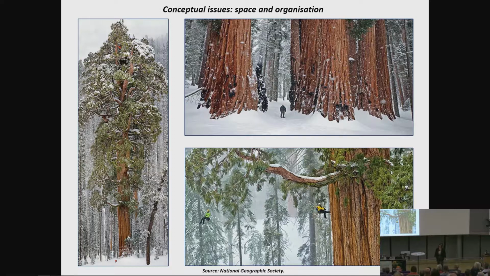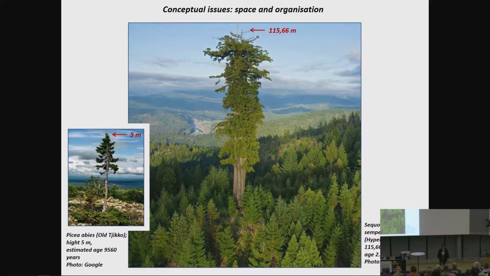And the second one is space and organization. If you take away the people here, you have here, or here, or here. It's very hard to say if this tree is very big or not, and how tall or high it is. Because the proportions between the different anatomic parts of the tree stay the same during the life of the tree. So it's very hard to understand how it changes. So again, another problem we have to face.